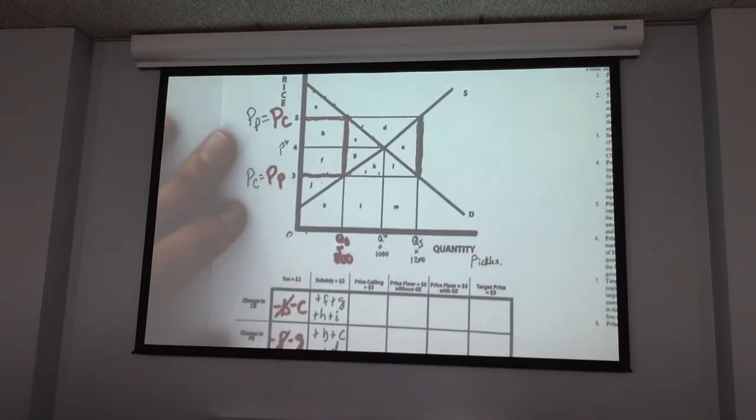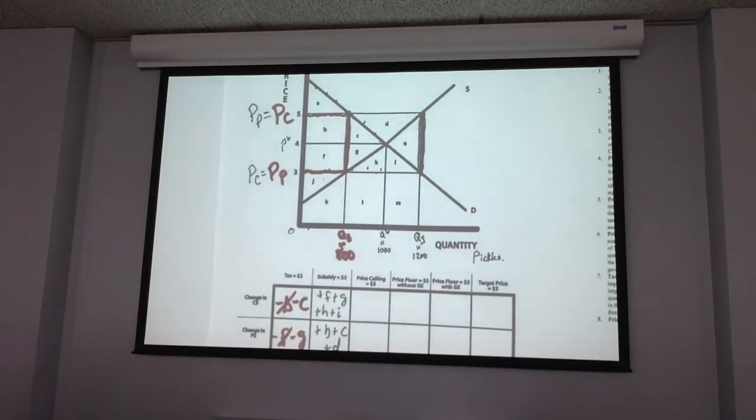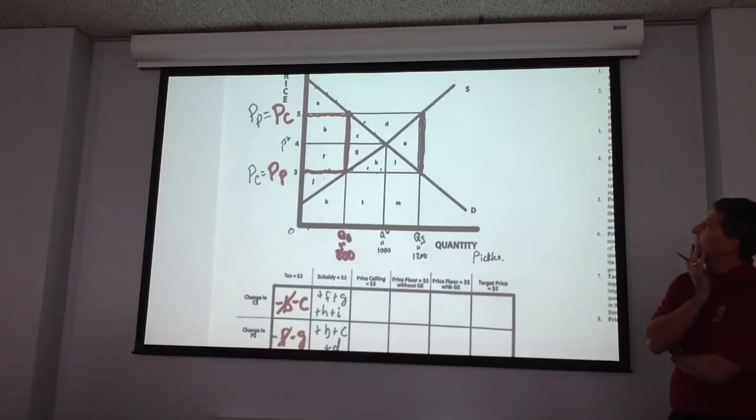Government. Change in government revenue. That's E. B, F, and E, I'd probably agree with that, but you're a little short. Keep going. E, F, C, G, D, H.